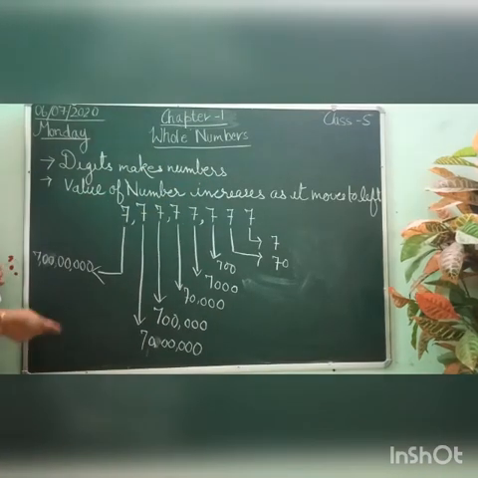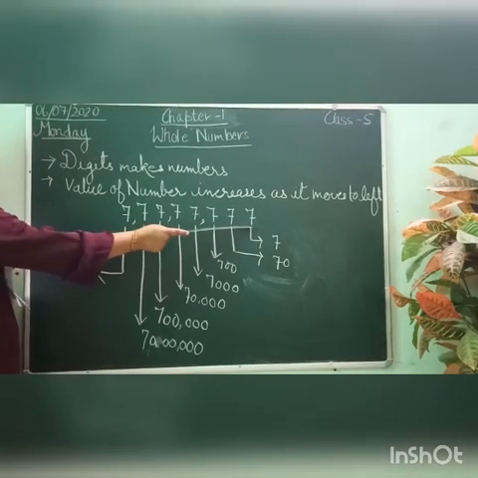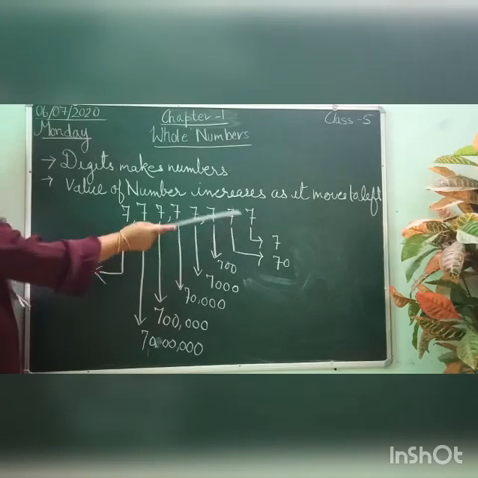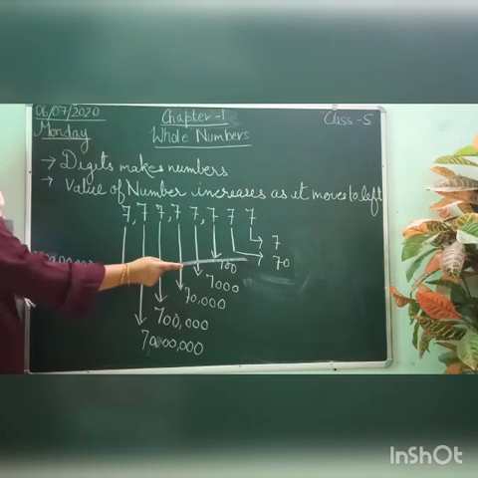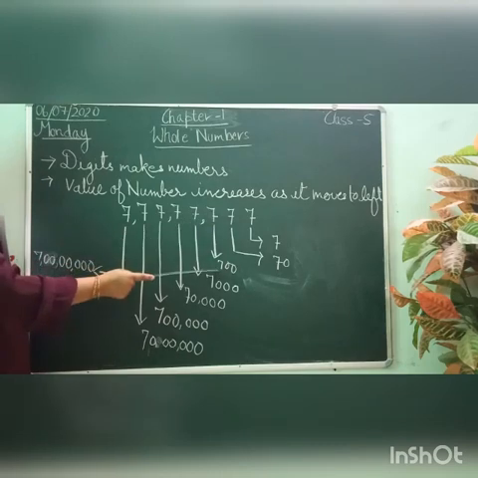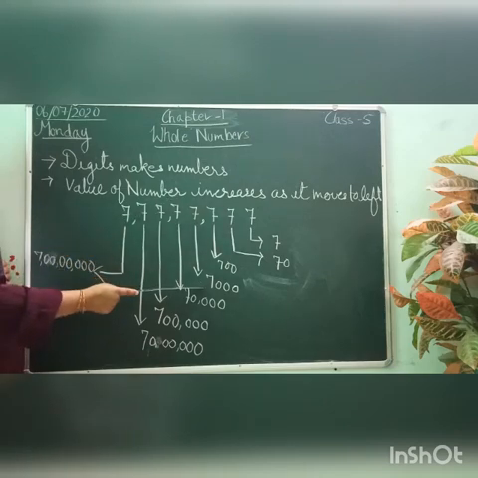So from where are we going to start? We are going to start from ones place. This 7 is at ones place. The value of the 7 will be 7. As it moves towards the left hand side, the place will be tens. The value of 7 will be 70. Then again to the left, the value of 7 will be 700. Again to the left, the 7 is on the position of 1000, so the value of 7 will be 7000 and so on.